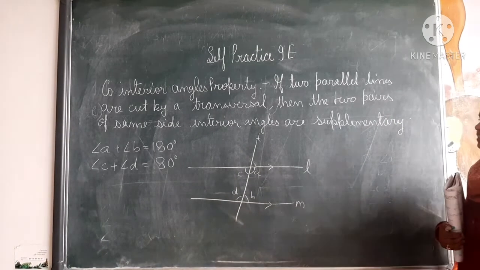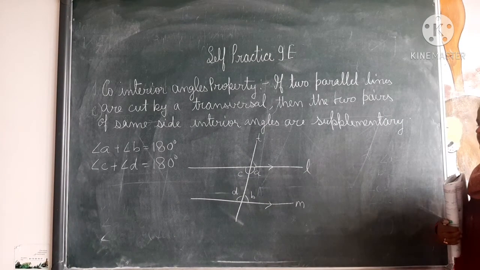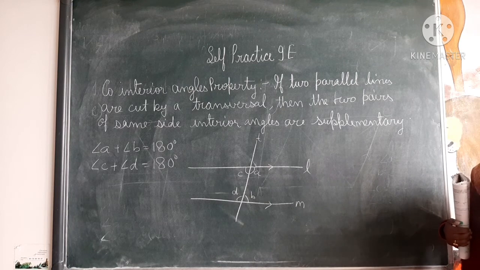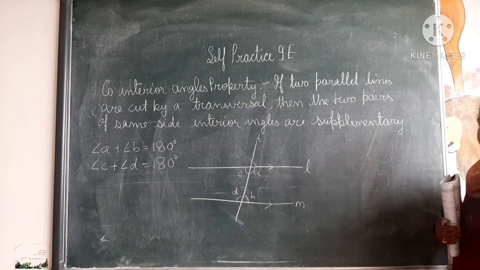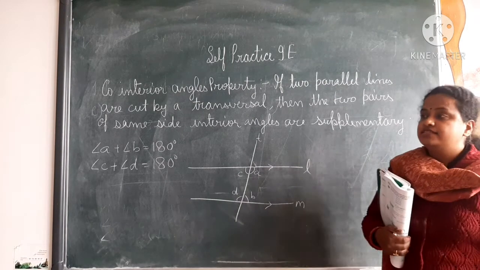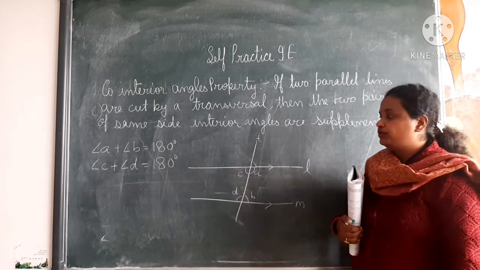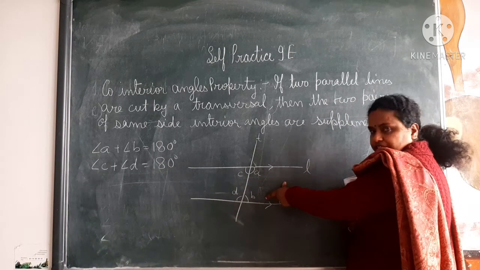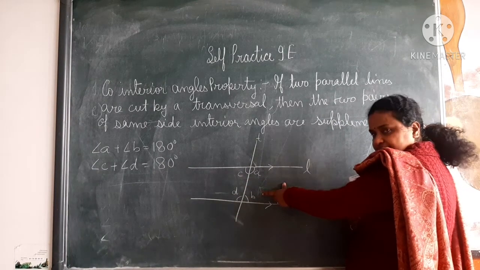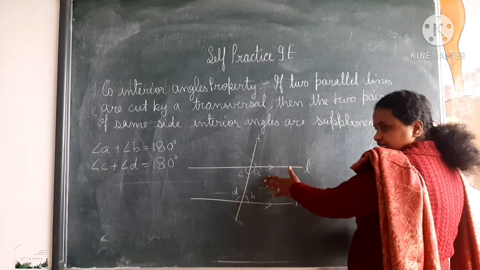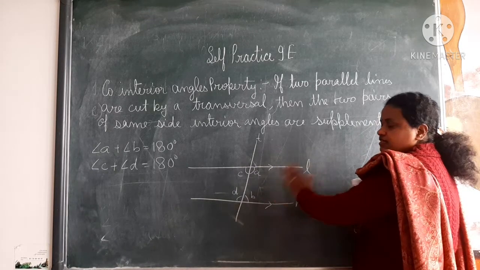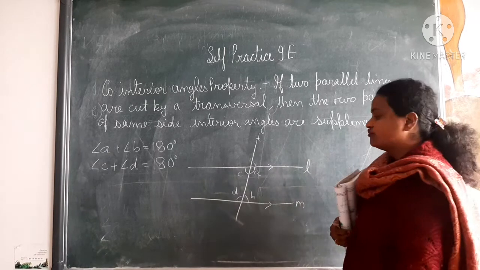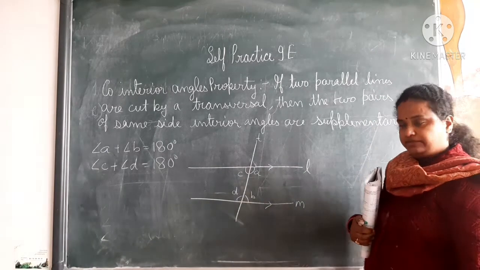If two parallel lines are cut by a transversal, then the two pairs of same side interior angles are supplementary. What is supplementary angles? The sum of two angles should be equal to 180 degree. So here you see A and B. Both are on the same side of the transversal and inside the lines, so it is supplementary angle. The sum of A and B will be 180 degree.